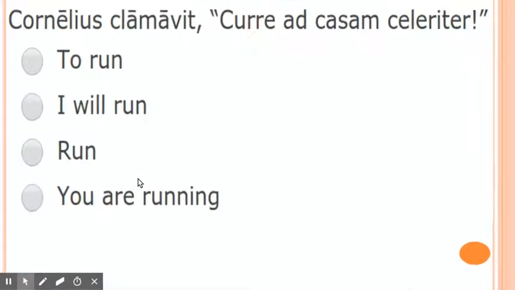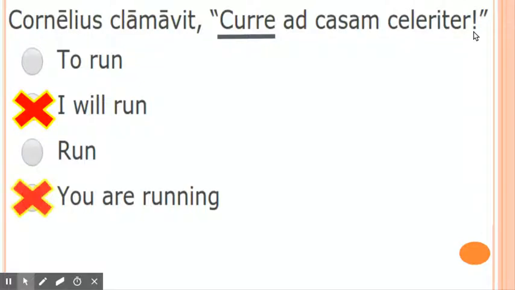Moving on. Cornelius clamavit, Cornelius shouted, Curre ad casam celeriter. Exclamation point immediately tells you what? Command. So therefore, curre, short e, tells you it's not I will run. Certainly not you are running. So it's either are running or run or to run. To run would be the infinitive re. This is simply an e. See, it's not currere, it's curre. Therefore, the answer would be command run.